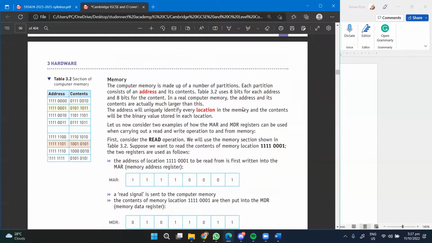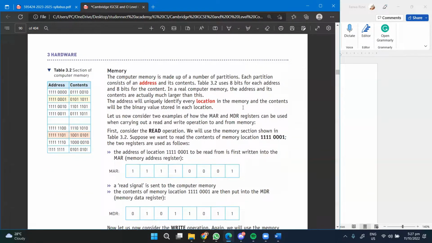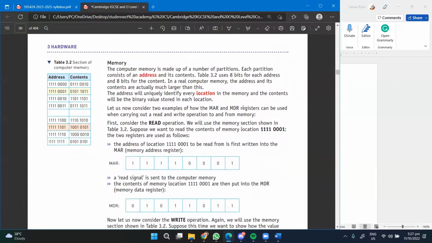All right, so memory. The computer memory is made up of a number of partitions. Each partition consists of the address and its contents. This table at the left side uses 8 bits for each address and 8 bits for the content. You can see at the left side are the addresses being stored, and the contents, or the data, is at the right side. In a real computer memory, the address and its contents are actually much larger than this. When you look at actual data, it won't be as small as this. It's going to be binary values, and normally they store a lot of data, so it's going to be in larger binary numbers. The address will uniquely identify every location in the memory, and the contents will be the binary values stored in each location.